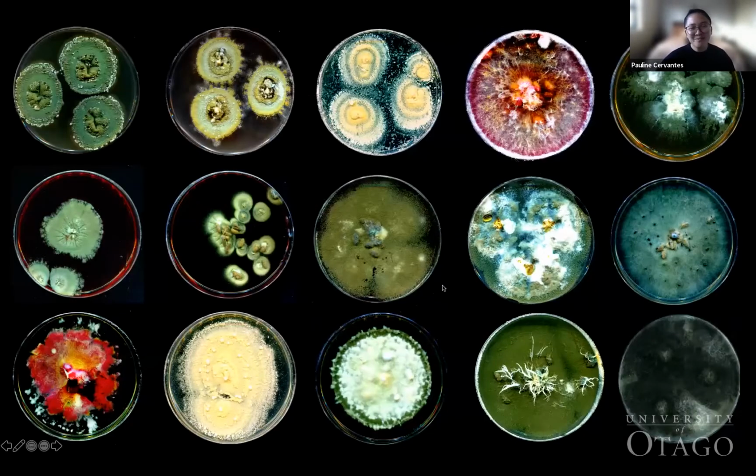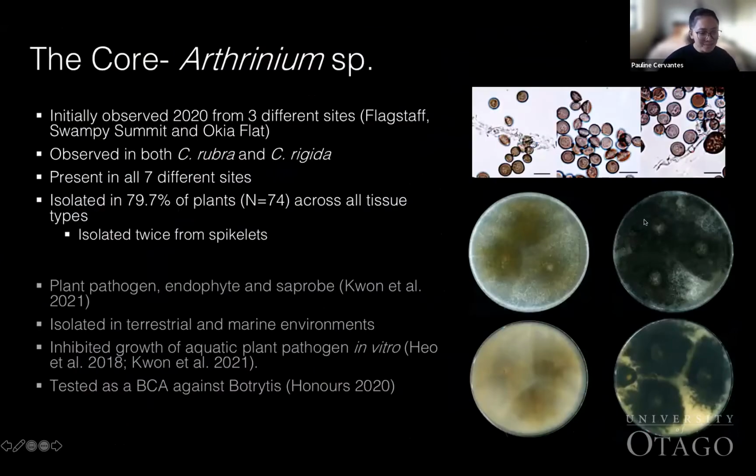So let's just take a moment to appreciate the beautiful ascomycete fungi and how colorful they are. Don't they look beautiful? So Arthrinium was initially observed back in 2020 from 3 different sites that I looked at, and this year I observed them again from those same sites in Kainakloa rubra and Kainakloa rigida, and they were present as well in the new sites that I looked at. So all in all, I isolated them from 79.7% of plants across all tissue types, and twice from the flowering parts.